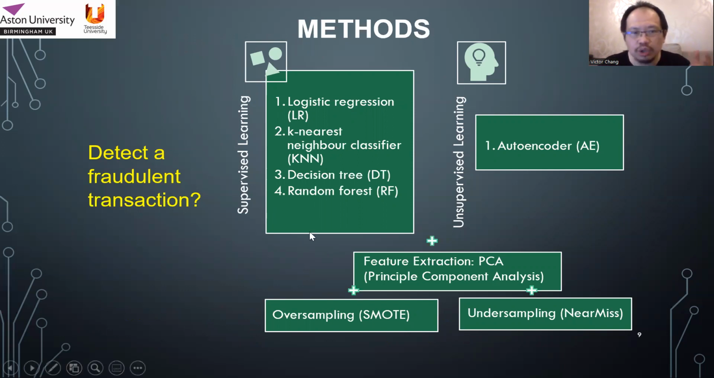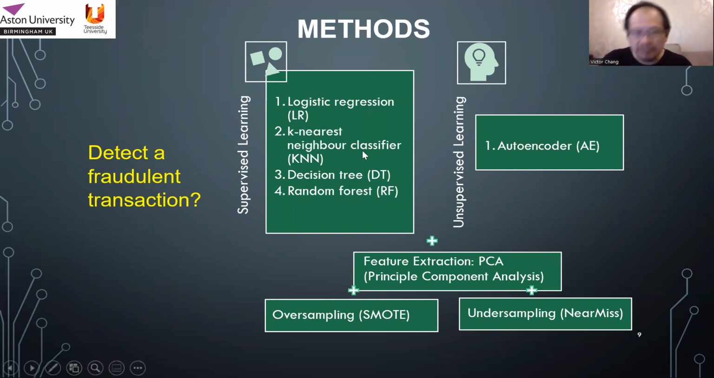First, we use supervised learning. Second, unsupervised learning. Then we have feature extraction, for instance principal component analysis, PCA. And then oversampling and undersampling to ensure that we don't miss anything. That is very important because we do not know which part may have the fraud, or in which case that fraud can be happening. Therefore, we have to use comprehensive ways to analyze the data.